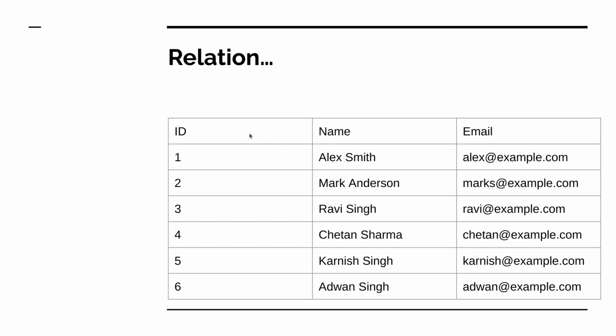Okay, that is ID, name, and email. Every row represents a single user record. Here you can see that the first user has ID 1, name Alex Smith, and email alex@example.com, and so on for the other users.